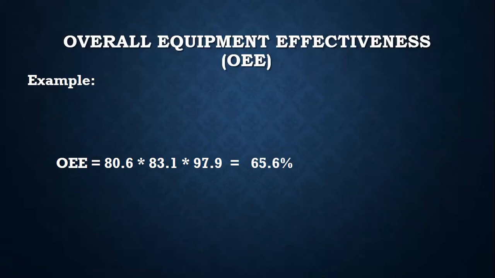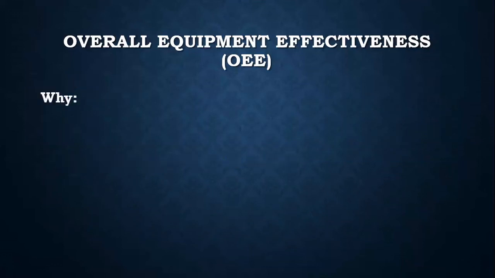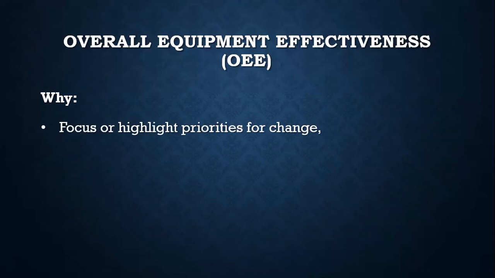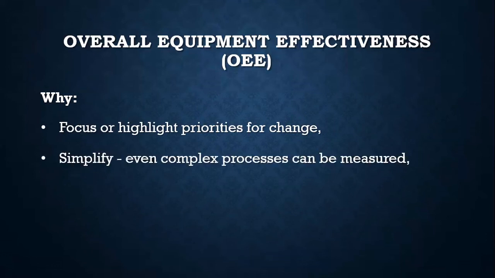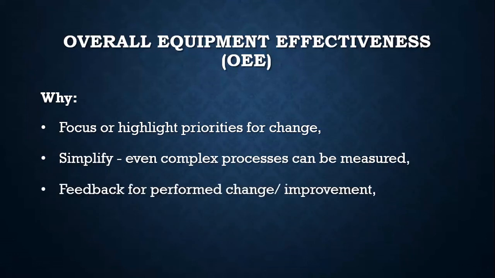In actual working atmosphere, these 3 components themselves have various subcomponents, which we will learn in our next video, that is 6 big losses. For OEE, there are various benefits it has for any organization. First and foremost, it focuses on priority tasks to work on for improvement. OEE is a very simple concept to measure and can be applied to any complex process. OEE calculation provides database feedback of process performance which can be used to perform and track improvement.